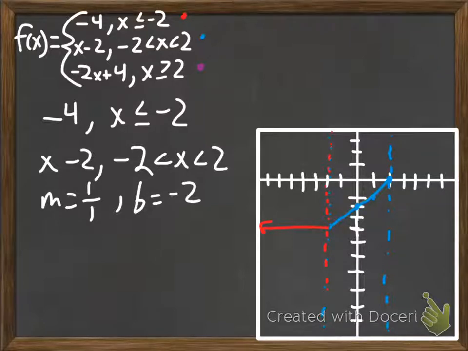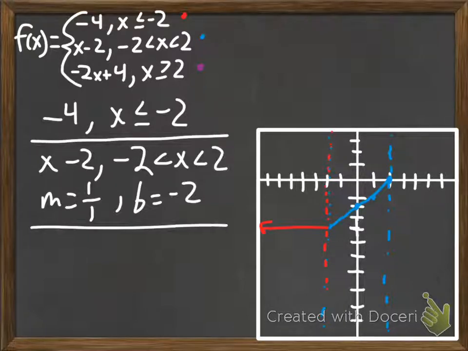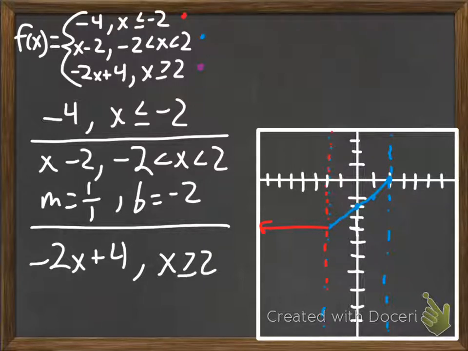And we're going to do our last one. How about I separate these two? Now our last one says negative 2x plus 4 if x is greater than, greater than or equal to 2. So our slope is negative 2 over 1. Our y-intercept is 4. And this is only going to work whenever we have x greater than 2.